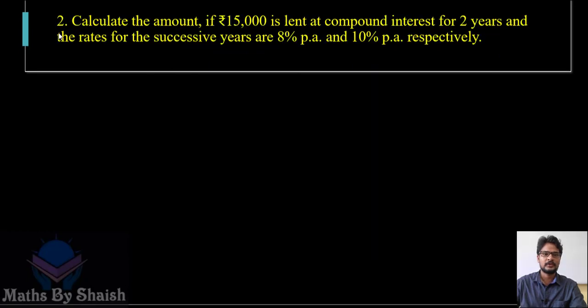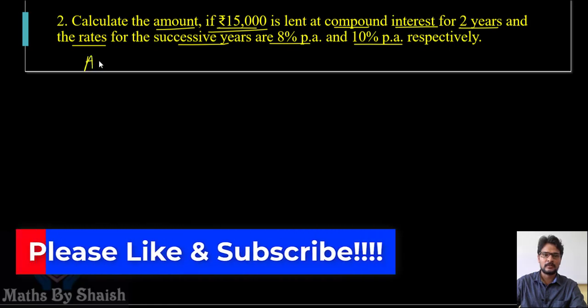Here is the second question. Calculate the amount if 15,000 is lent at compound interest for 2 years and the rates for the successive years are 8% per annum and 10% per annum respectively. So we need to find the amount.